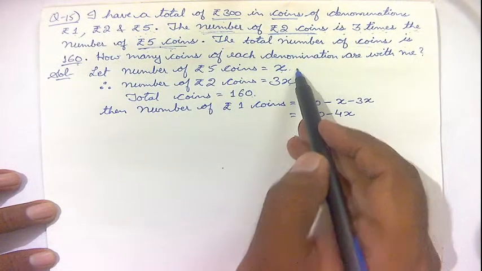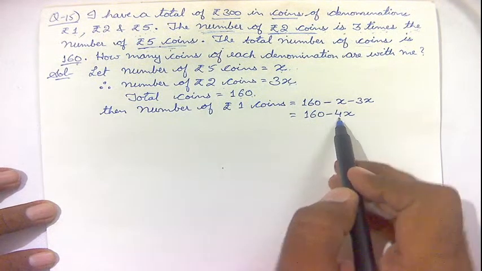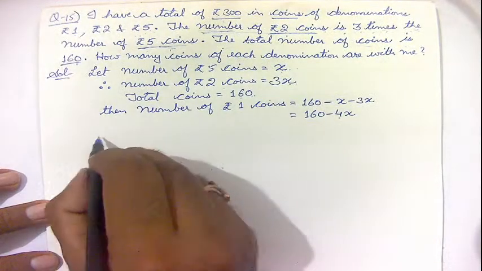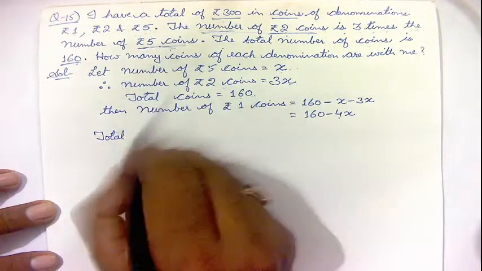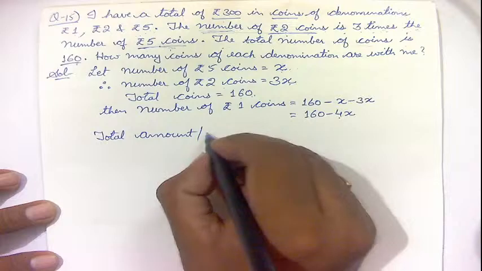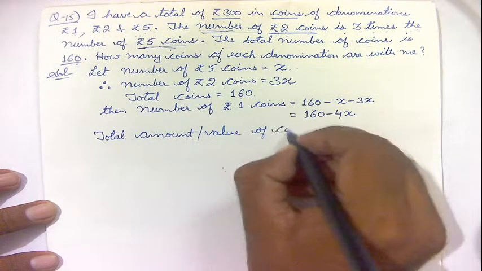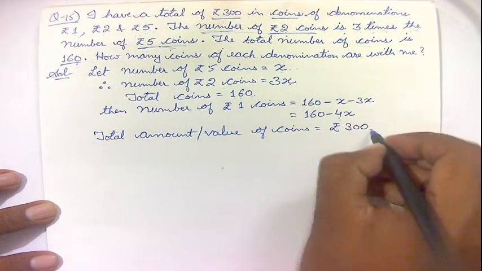So now we have the number of coins. 5 rupee coins x, 2 rupee coins 3x and 1 rupee coins as 160 minus 4x. And total value of coins. What is the total amount? Total amount or total value of coins. It is rupees 300.